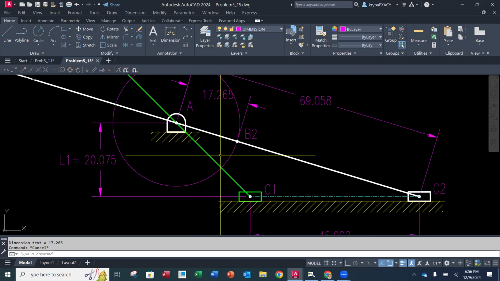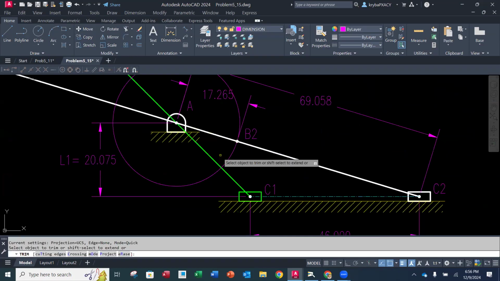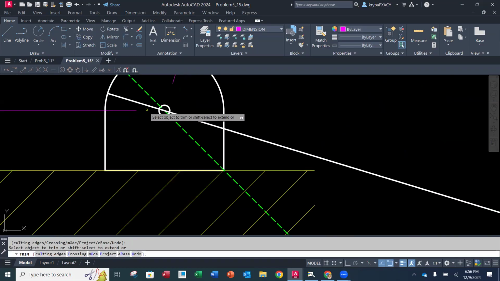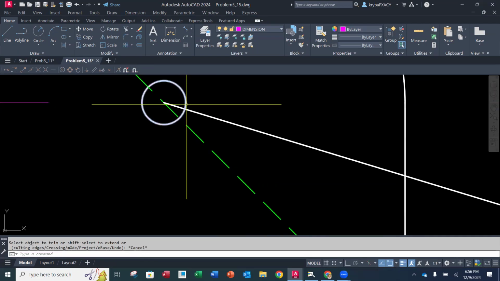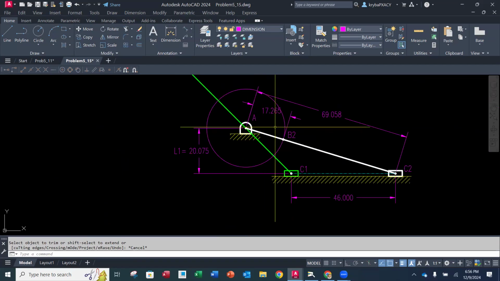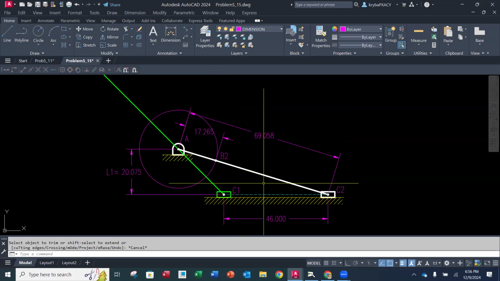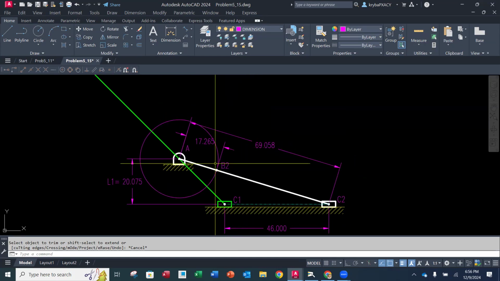Now my white line, I can trim back to here, here, and then I'm going to come in, and it is going to stop at the center. So that's going to be the length of link 2. And I'll add the link designations in a little bit. I'm just putting the points right now.